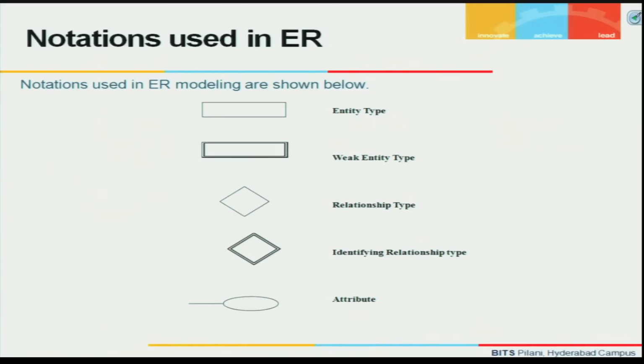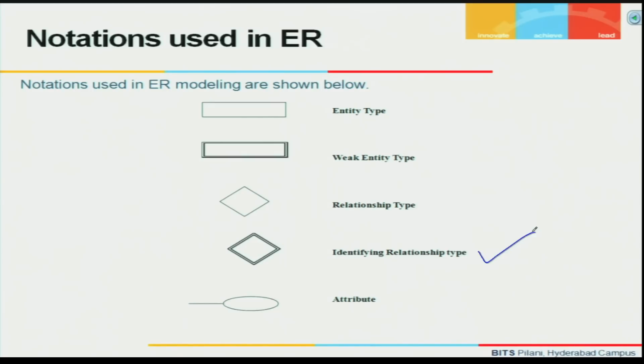Next is the relationship type, or simply relationship, which is represented using a diamond. And the identifying relationship type is what we have seen just now when we were discussing the weak entity and the strong entity.